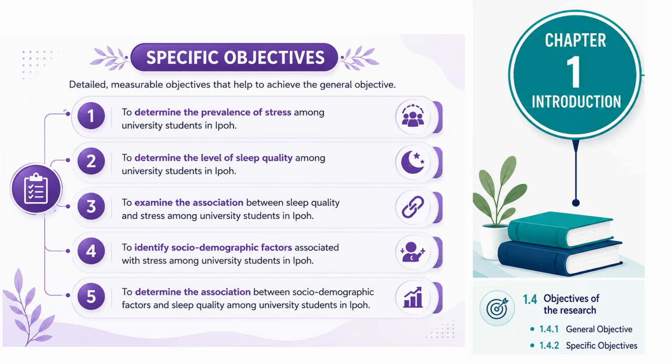Then we can add two more specific objectives: to identify the socio-demographic factors which are associated with stress, to identify the socio-demographic factors which are associated with sleep quality. So the fourth specific objective will be to identify the socio-demographic factors associated with stress among university students in Ipoh. The fifth one will be to determine the association between socio-demographic factors and sleep quality among university students in Ipoh.